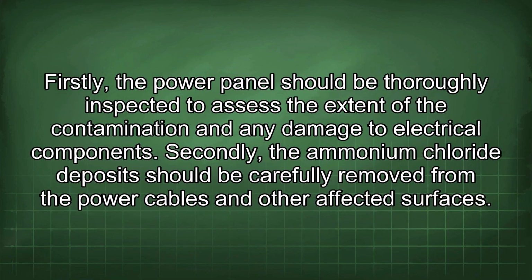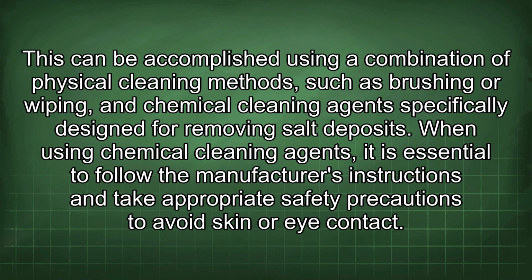Firstly, the power panel should be thoroughly inspected to assess the extent of the contamination and any damage to electrical components. Secondly, the ammonium chloride deposit should be carefully removed from the power cables and other affected surfaces. This can be accomplished using a combination of physical cleaning methods, such as brushing or wiping, and chemical cleaning agents specifically designed for removing salt deposits. When using chemical cleaning agents, it is essential to follow the manufacturer's instructions and take appropriate safety precautions to avoid skin or eye contact.